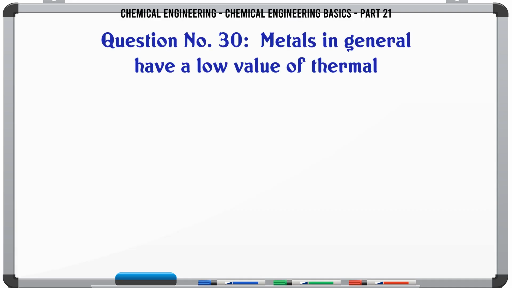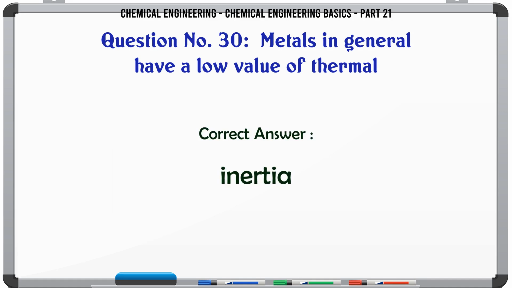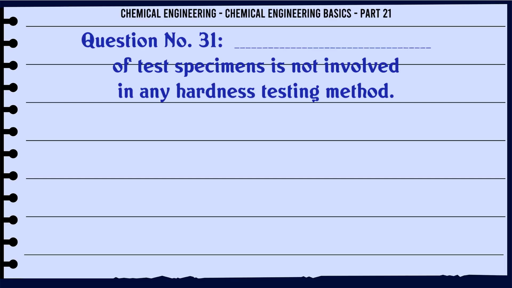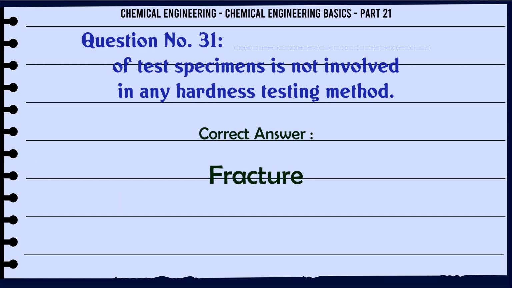Metals in general have a low value of thermal: A. conductivity, B. diffusivity, C. inertia, D. all ABC. The correct answer is inertia. Of test specimens is not involved in any hardness testing method: A. fracture, B. indentation, C. wear, D. scratch. The correct answer is fracture.